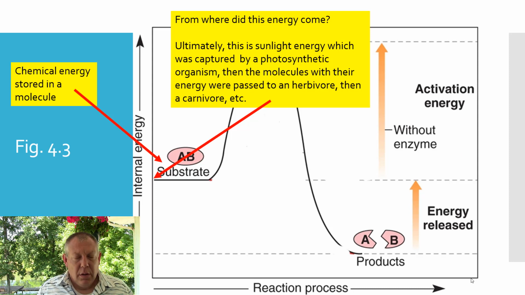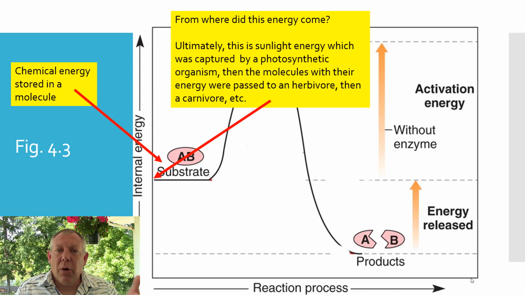So again, we start with the chemical energy that is stored in the molecule that we're going to break apart. Where did that energy come from? Ultimately, that came from sunlight. A photosynthetic organism captured some sunlight, took that energy and converted it to chemical energy. And then as that plant or whatever got eaten by an herbivore, that energy gets transferred to the herbivore, and then that gets eaten by a carnivore. Each time molecules are being broken apart, the energy is being transferred to other molecules. And so ultimately, this molecule has energy in it because originally that energy was captured by a primary producer.